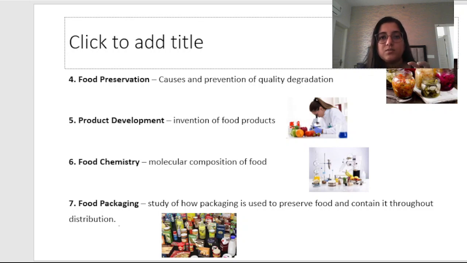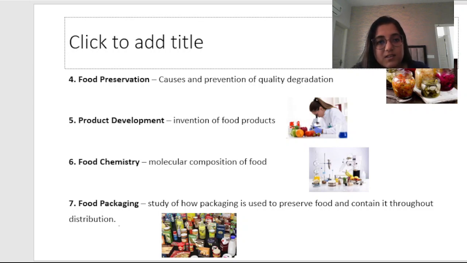There are certain molecules which have grown in the potato which have turned that portion green, and you are actually supposed to discard it. Otherwise, this can have long-term effects. So that is how important it is to learn about food.